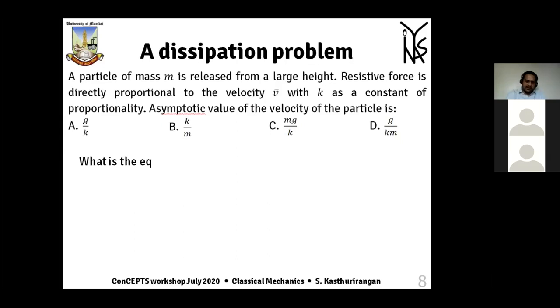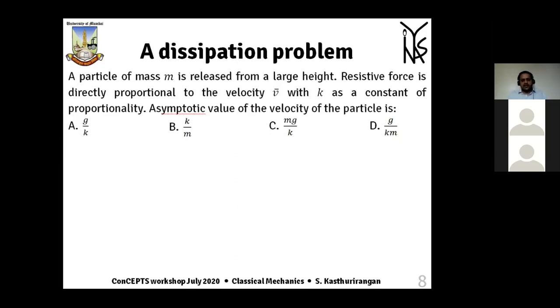Let me read the question first. A particle of mass m is released from a large height. As it falls down, it experiences a resistive force which is proportional to its own velocity. So the velocity v bar is given by literally v with a line on top instead of an arrow. This kind of thing happens in print in the actual question paper, so one has to be used to it. Velocity v bar, with k as a constant of proportionality. So the resistive force is k times v bar.